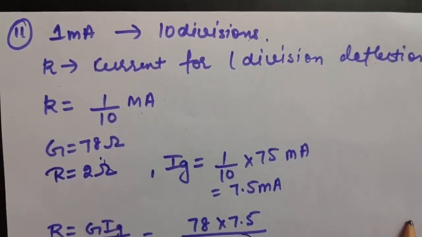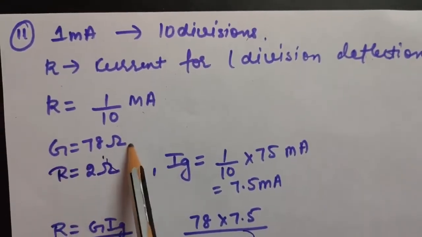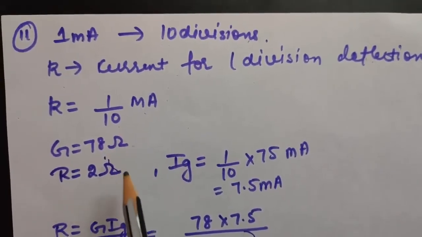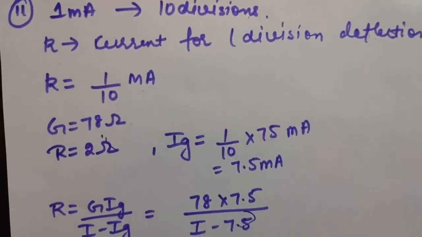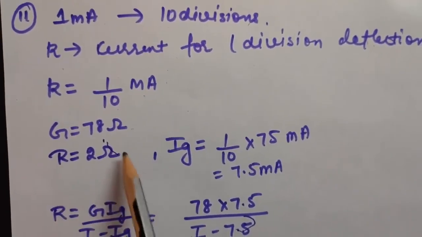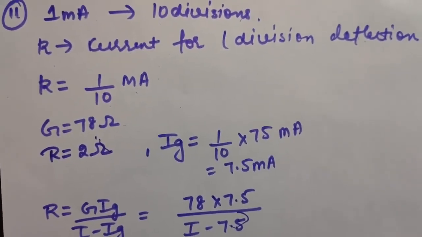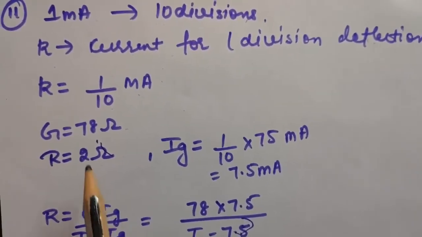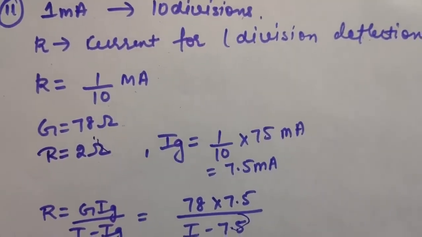Okay. Then the question says the internal resistance of the galvanometer is 78 ohms. If a shunt of 2 ohm is connected to the galvanometer and there are 75 deflections in it, that is, we have connected a shunt that is 2 ohm. Shunt means a resistance which is connected in parallel to the galvanometer. Okay. And it has 75 divisions on the scale.